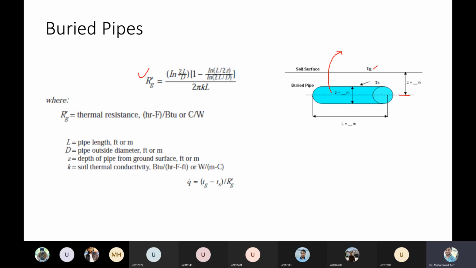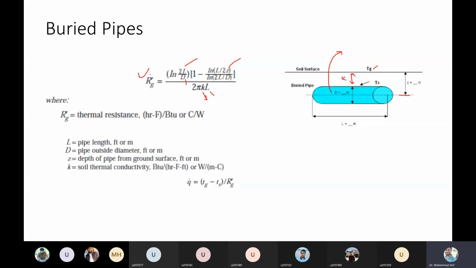As you can see, this is the function of ln(2L/D) into (1 minus ln(L/2Z) divided by ln(2L/D)) over 2 pi KL. So L is the length of the pipe, D is the diameter of the pipe. Z is that height between the surface and the center of the pipe, right? Sorry, K is the thermal conductivity of that soil, because heat transfer is through that soil. So this is the thermal conductivity of that soil.